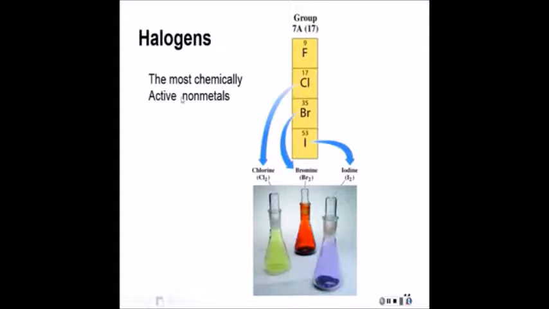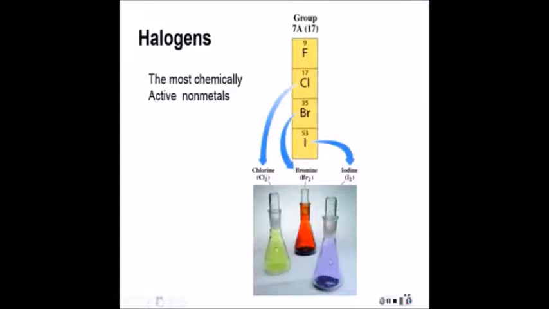So we have the halogens here, the most chemically active nonmetals. We have fluorine, chlorine, bromine, and iodine. And you see that chlorine is this yellow greenish gas that you smell when you smell bleach. Bromine is actually a liquid at room temperature, but it easily vaporizes. That's why we see the gas up in here. And iodine itself is a solid at room temperature, but it easily vaporizes as well.